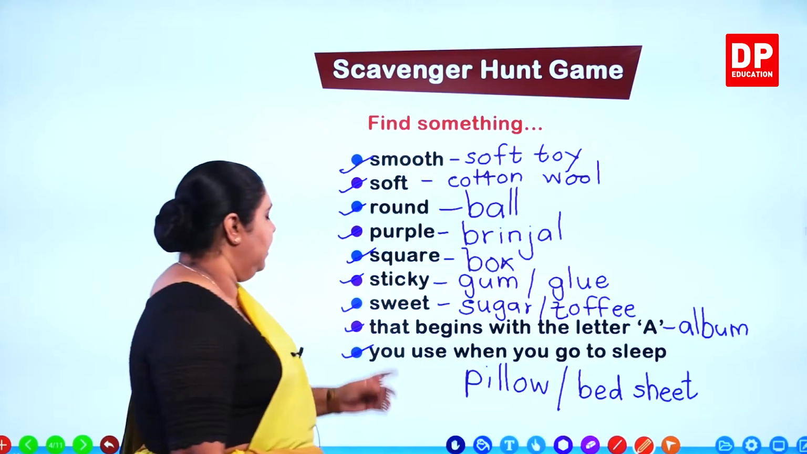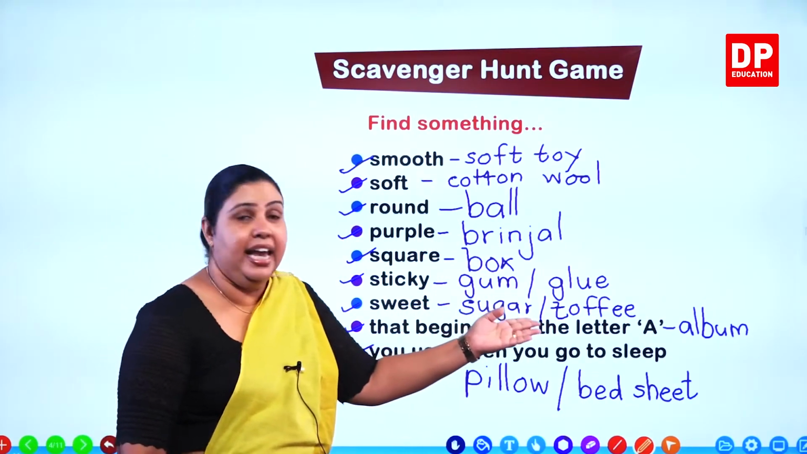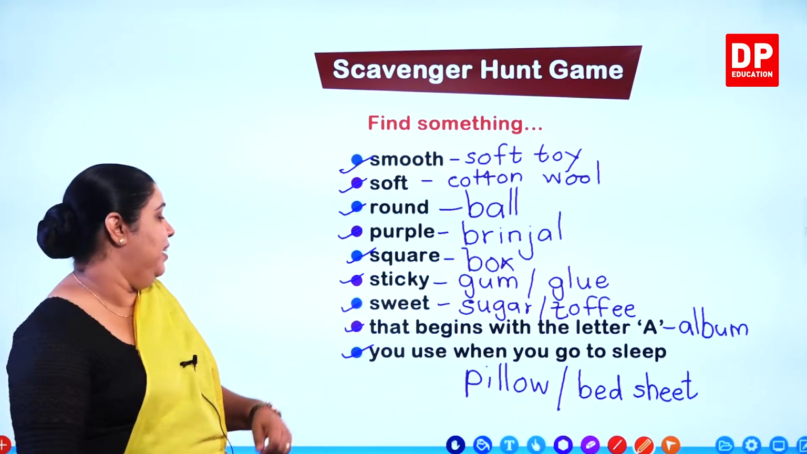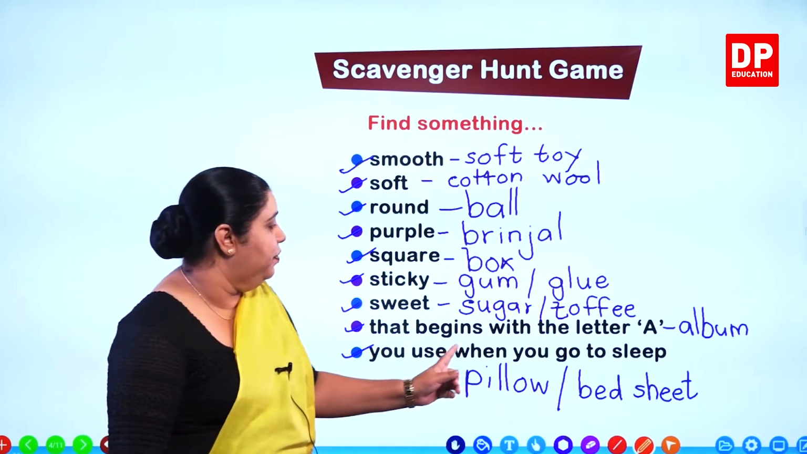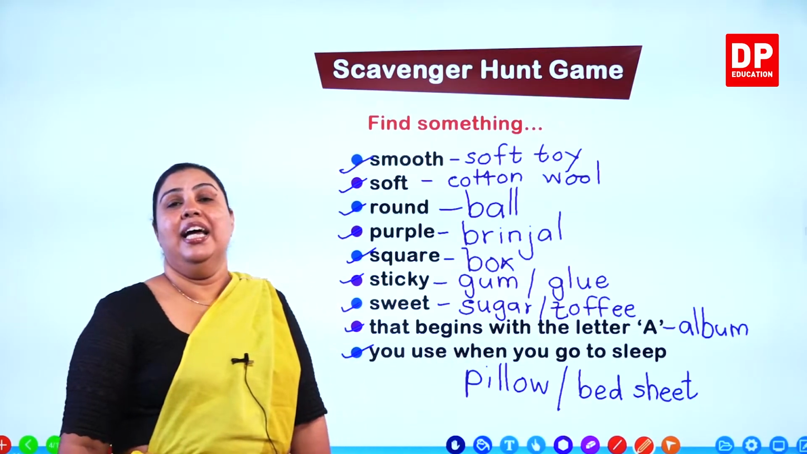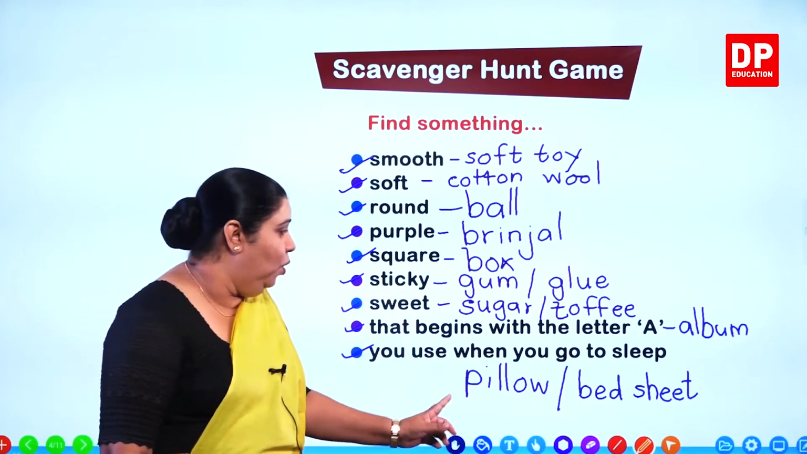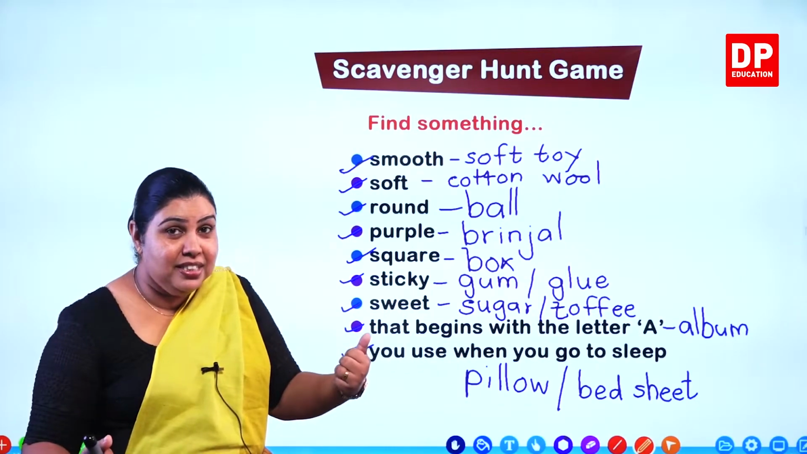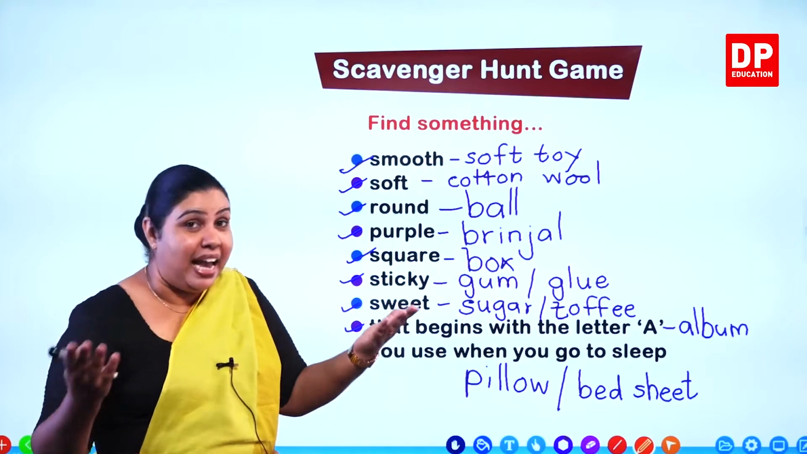Right? Then something that begins with the letter A: album, apple, ant, arrow, aeroplane. Right. Something you use when you go to sleep. What is that? It is a pillow or bed sheet. Maybe you can say your pyjamas, your night dress, blanket.